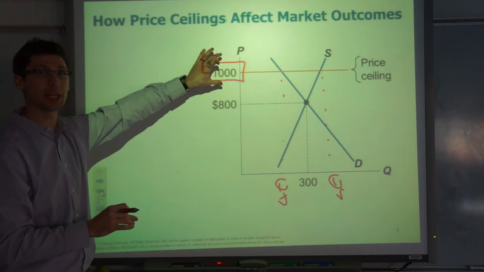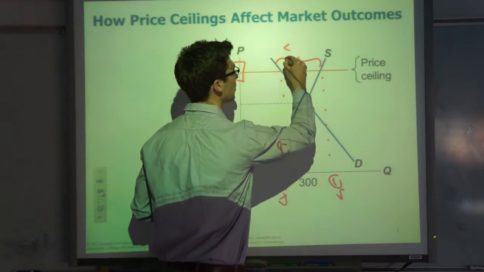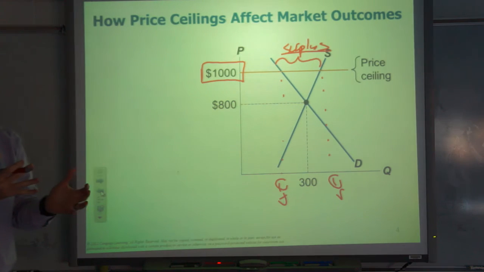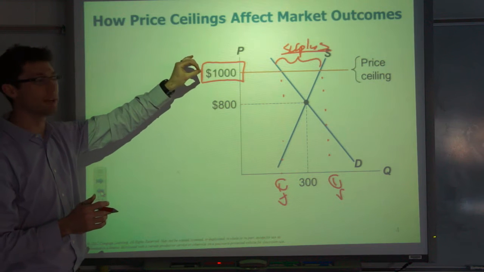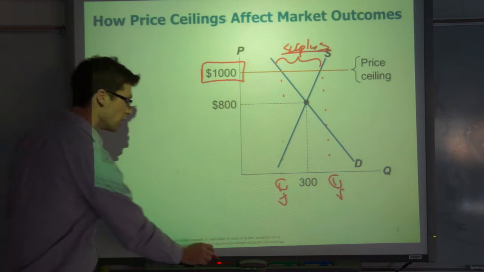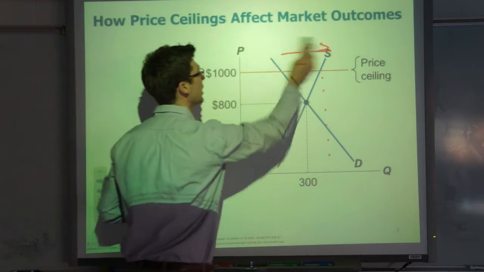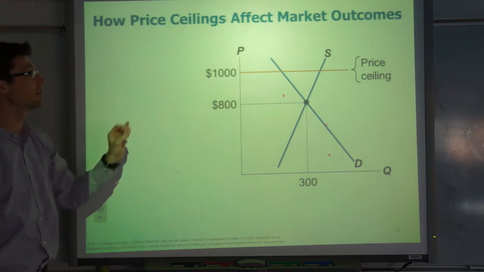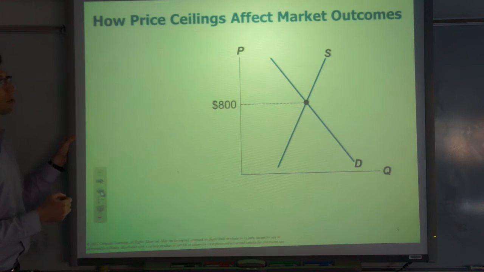Because when people are charging $1,000 for those units, we have a surplus of goods. And we have all these apartments that are sitting unoccupied. The only way that producers would be able to get rid of those is to reduce the price. So naturally, price would come down to the equilibrium of $800. So we would describe a price ceiling, a government intervention of this kind, as non-binding or ineffective. It does not affect the market outcome.